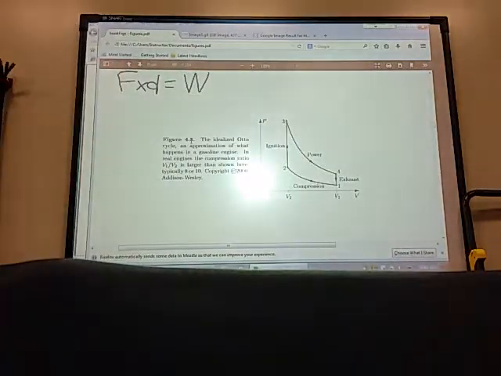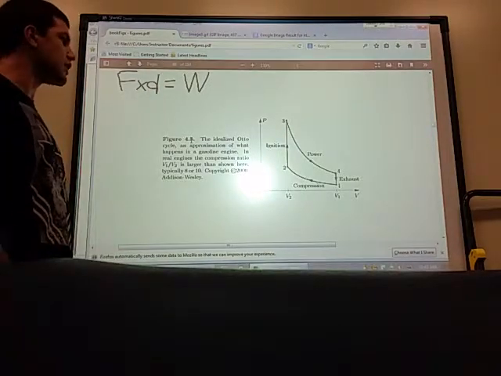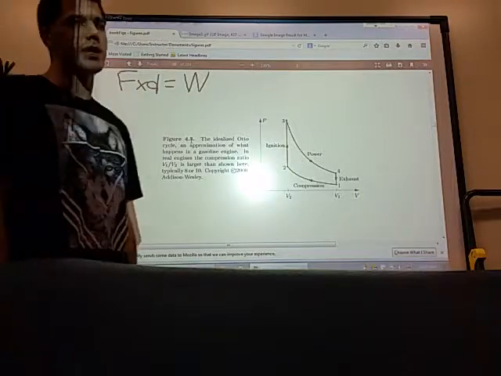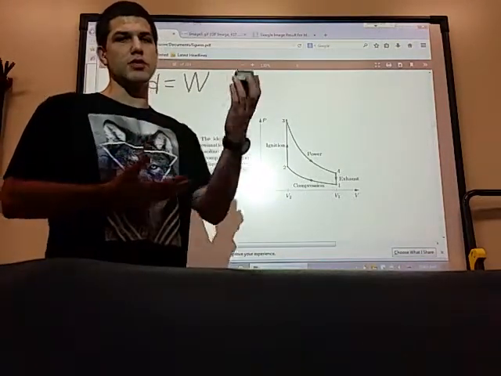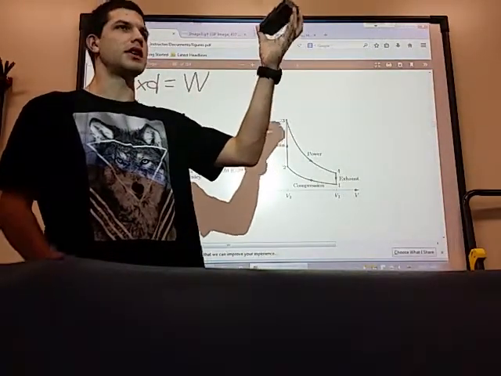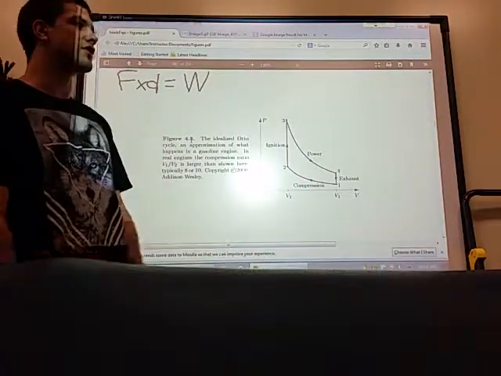Today we're going to be talking about real heat engines, but before we do, you really need to know force equals work times distance. So basically all of these engines take advantage of that. If you exert a force on something over a distance, you put work into it, that might be released as thermal energy, it might be in potential energy.